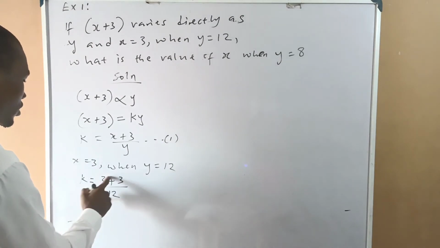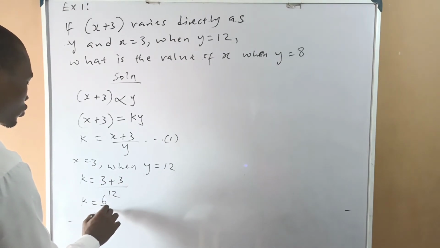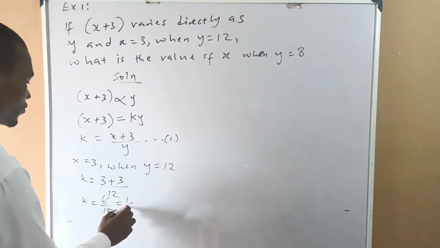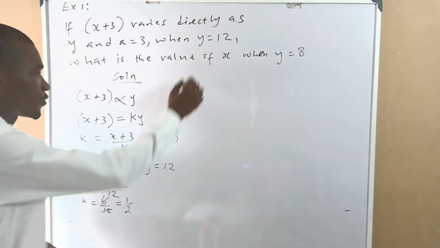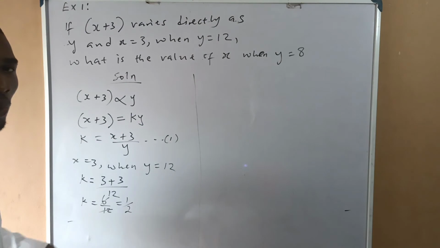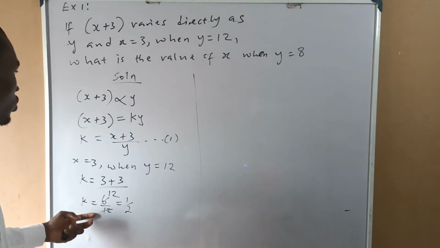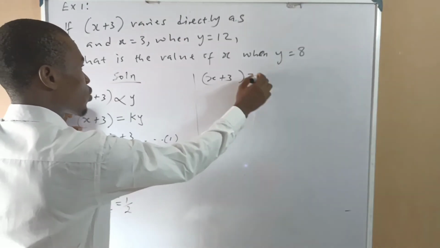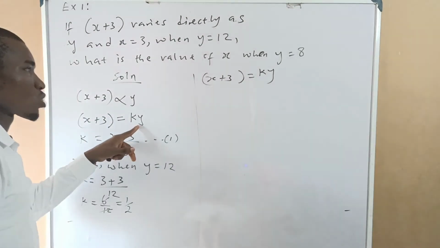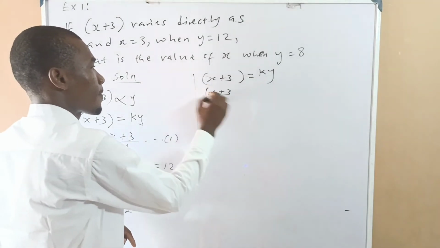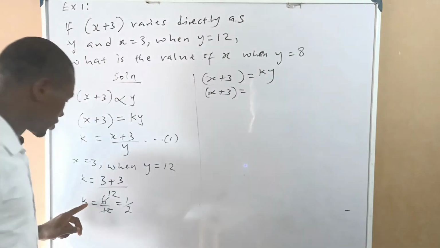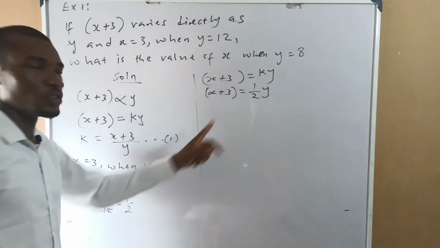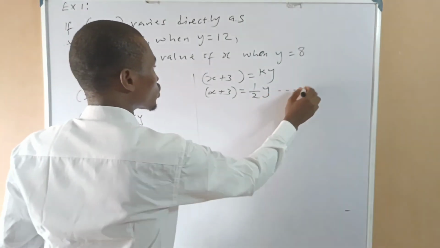Then k is equal to 3 plus 3 is 6, 6 over 12. And 6 over 12, of course, 6 divided by 6 is 1, and 12 divided by 6 is 2, which is half. Then let's bring the equation of relationship, which is the next thing we are going to do. Remember from this given equation that x plus 3 is equal to constant times y. We now have that x plus 3 is equal to, what is our constant? Our constant is half. So we say half of y. So this is the equation of relationship. Let's call it equation 2.